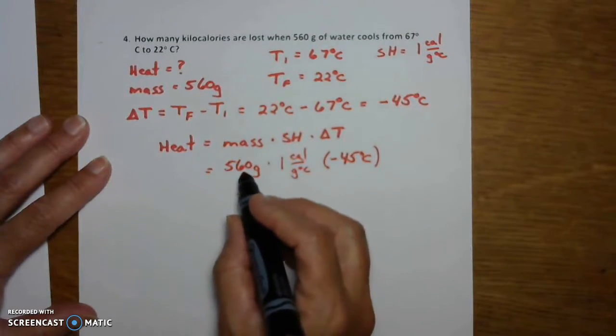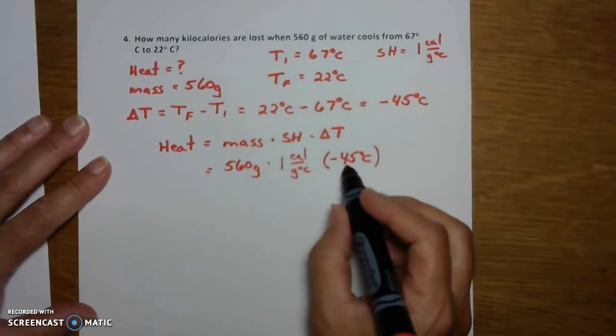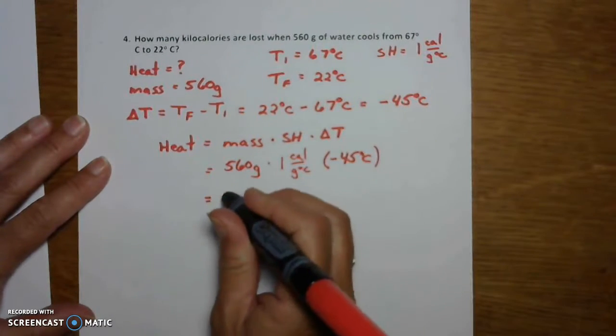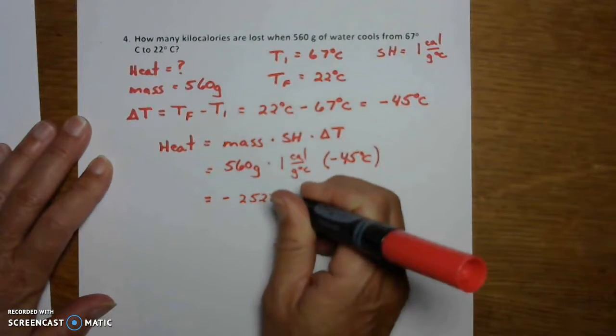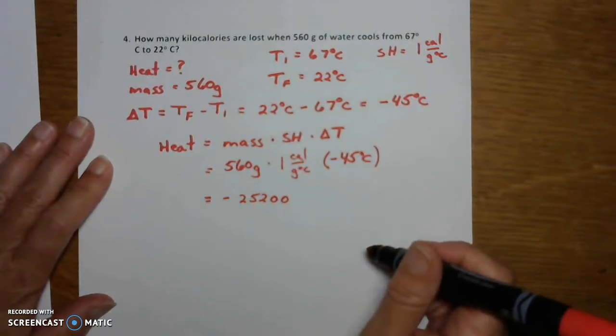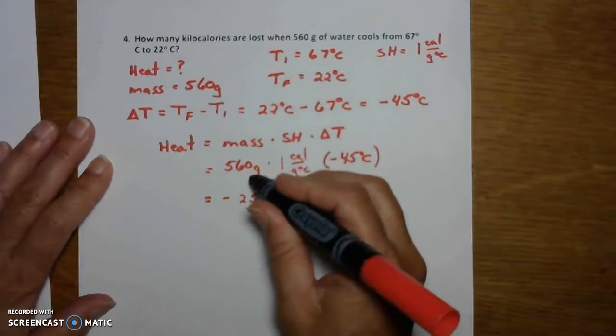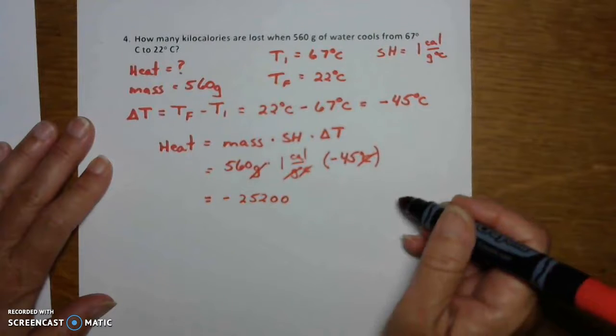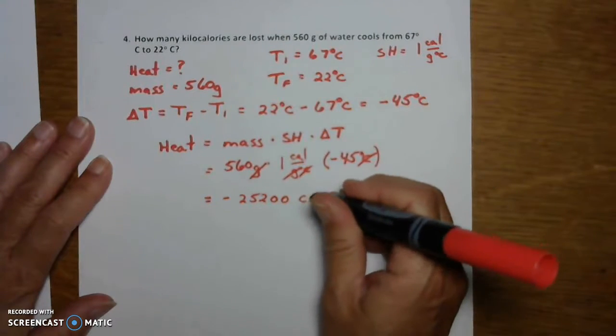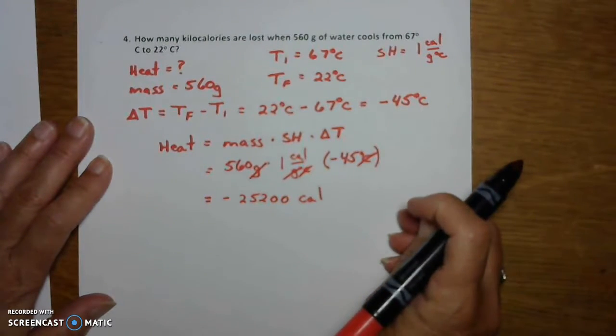We take 560 times 1 times negative 45. We're going to come up with a negative 25200. And what's our unit going to be? Grams cancels here. Celsius cancels there. So our units are in calories.